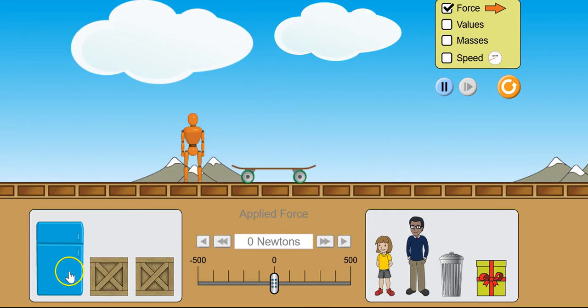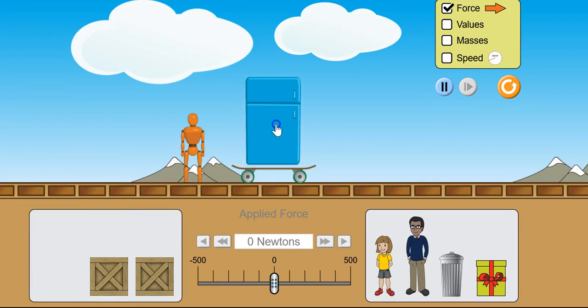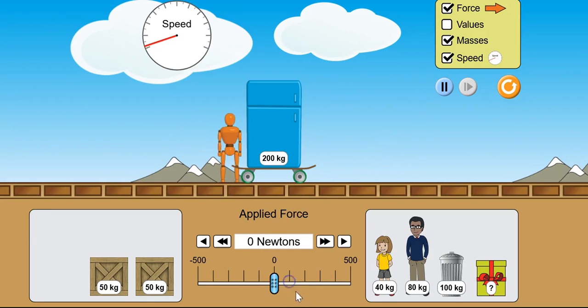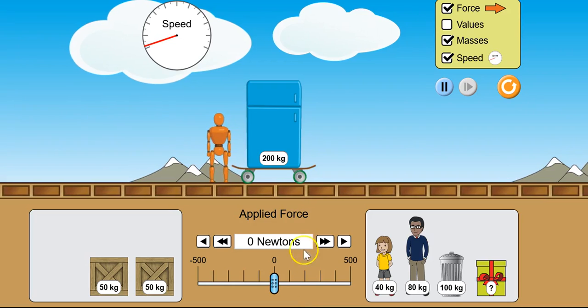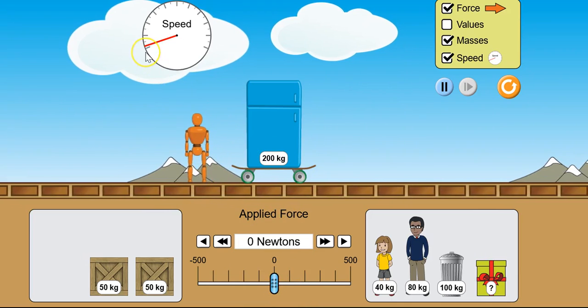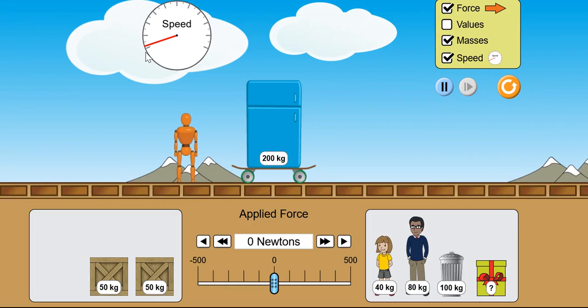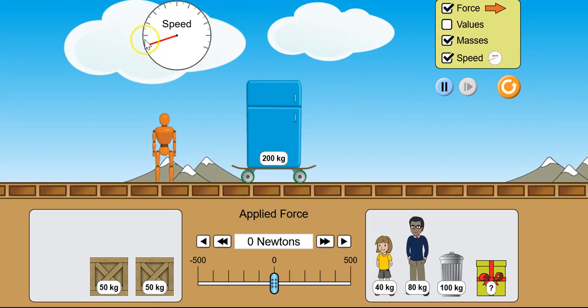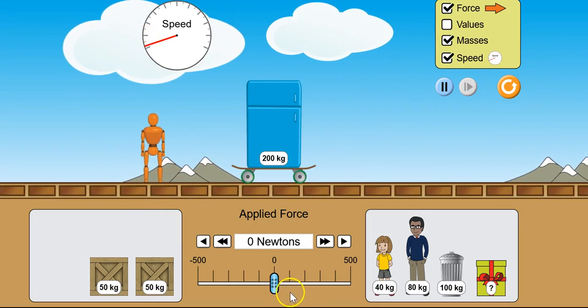And let's put something heavier. Let's put a refrigerator. The mass of the refrigerator is 200 kilograms. I wonder how that is going to affect the speed when we apply a force of 100 newtons. Okay, look at that. We've increased the mass of our object, so when we applied the force of 100 newtons, it went much slower than when we just had the 50 kilogram box. Remember, then the speed went up to the second long line.